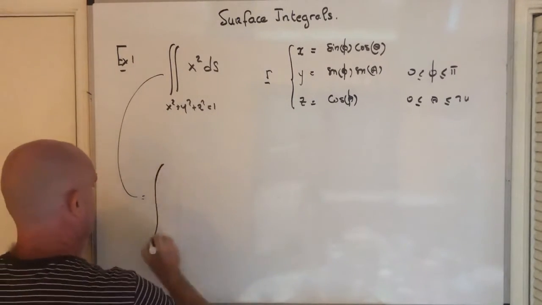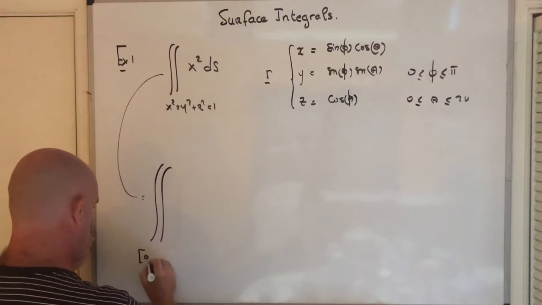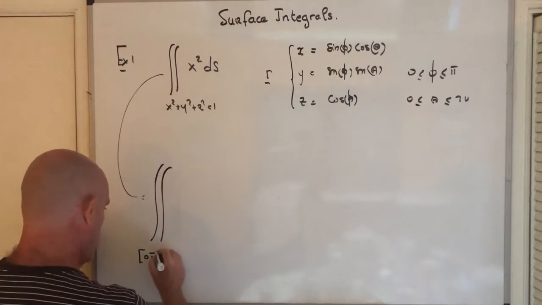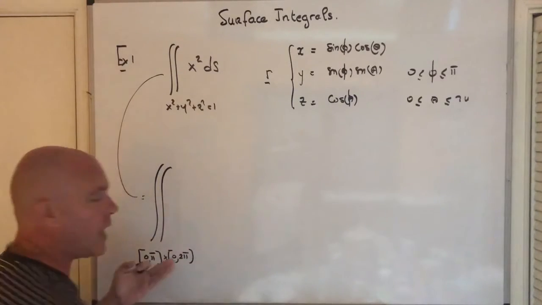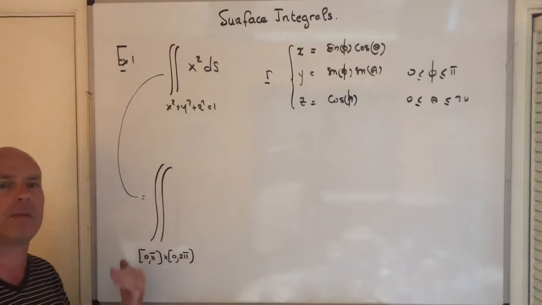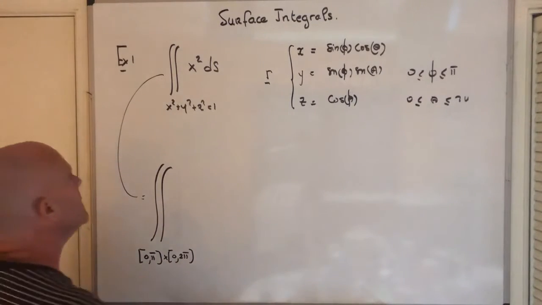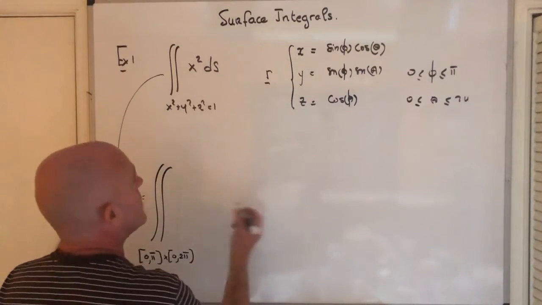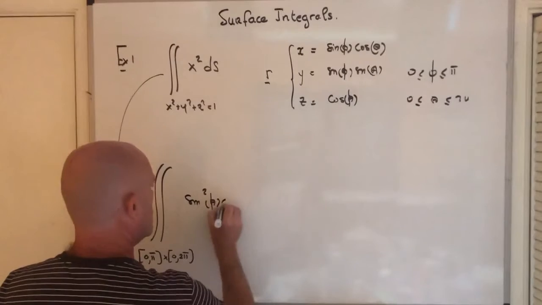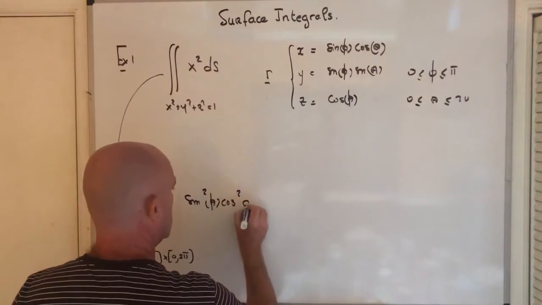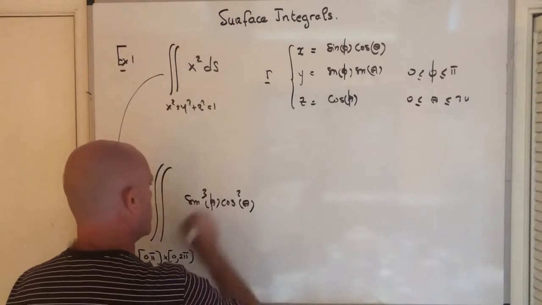So this will be the sum over the rectangle 0 to pi cross 0 to 2 pi. I don't know yet how I'm going to set up the iterated integral, but this is what it takes when I integrate globally. The x square, x is just the square of this, sine square phi cosine square theta, multiplied by the ds, which is sine phi, so I've got a cube here.